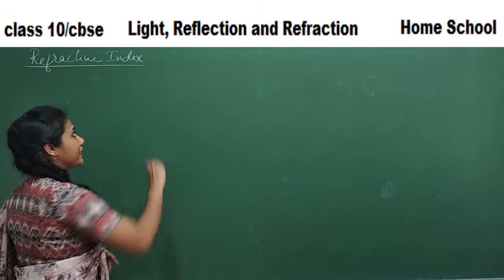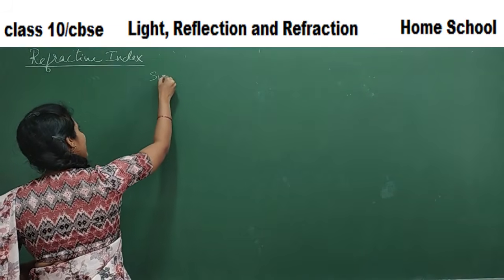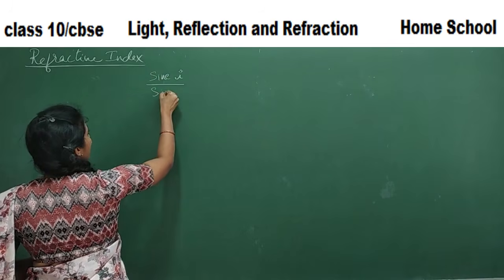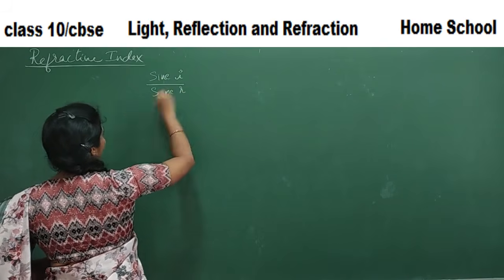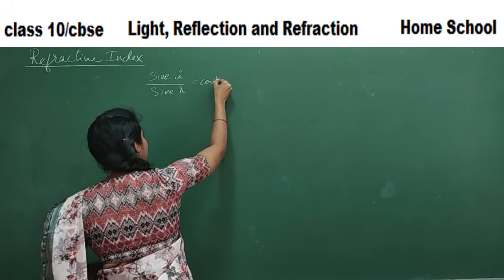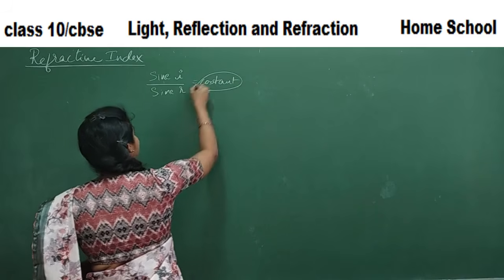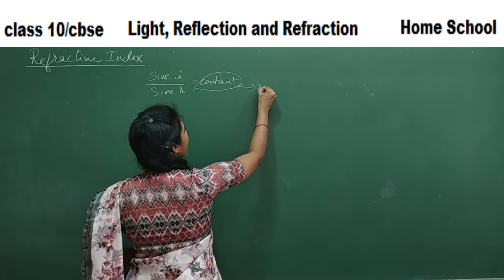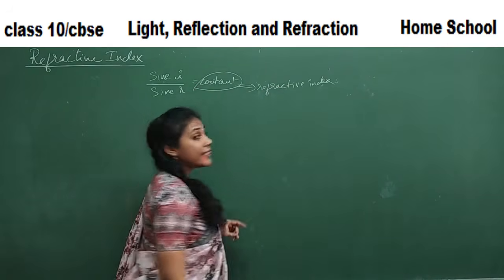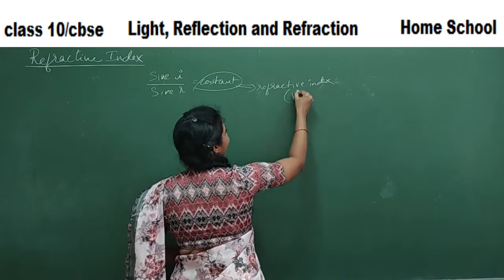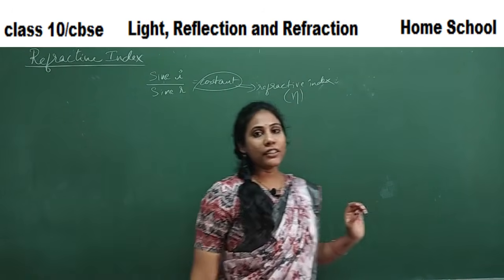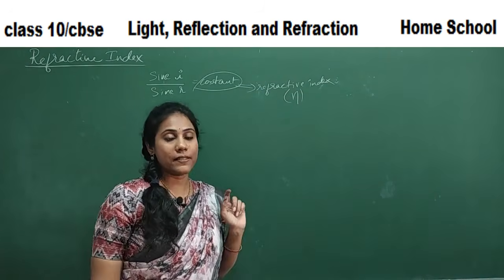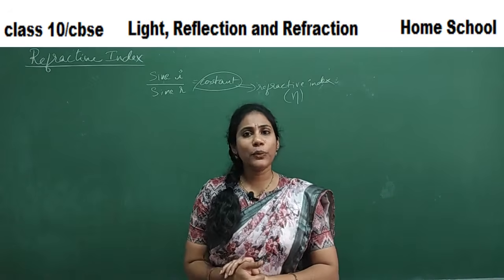Snell's law says that the ratio of sine of angle of incidence to the sine of angle of refraction is equal to a constant, isn't it? And I told you this constant can also be called by the term refractive index, right? It is indicated with the letter n. So refractive index is represented with the letter n. Remember this. So what exactly does this refractive index mean?